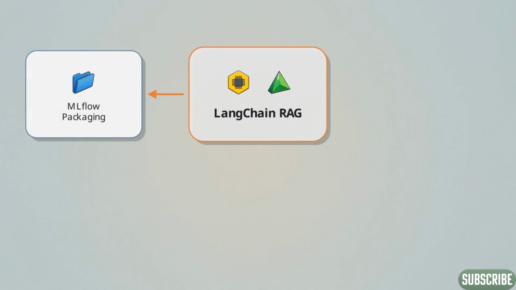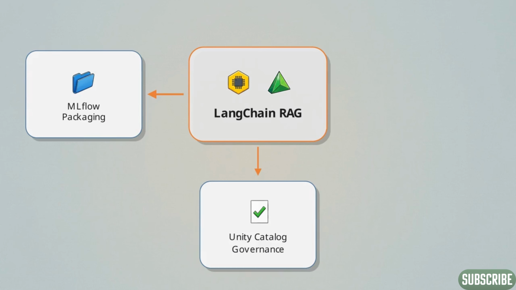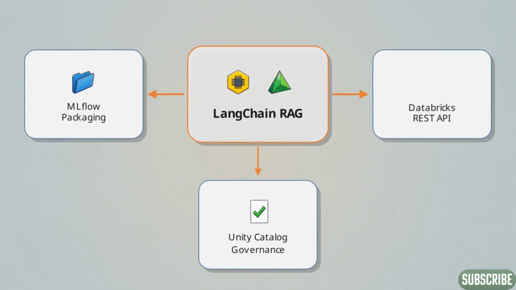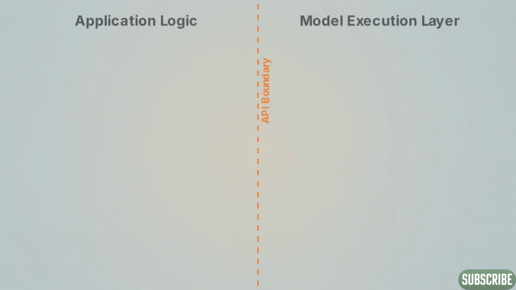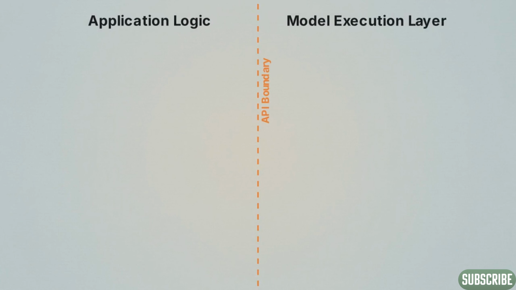We use MLflow to package the code, Unity Catalog to govern it, and Databricks to serve it as an auto-scaling REST API. This establishes a decoupled architecture. We draw a strict API boundary separating the application logic from the model execution layer.